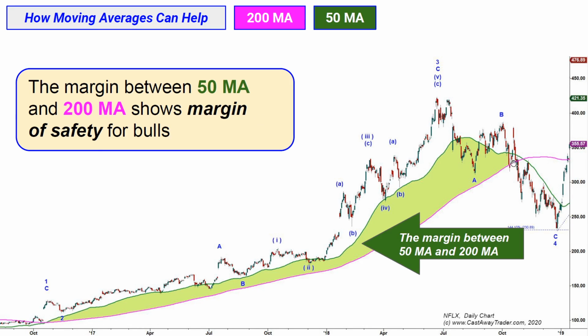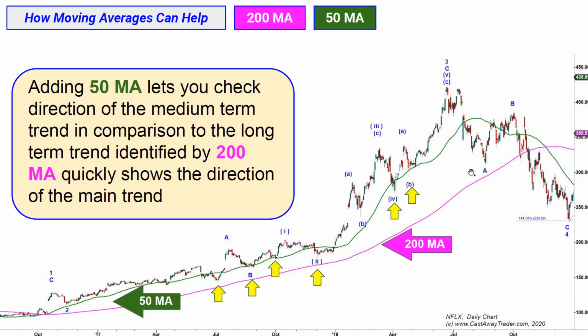And finally, you see bears violated 200-day moving average again. That was a huge bounce. Even if you bought here, you would have been able to sell it with profit at that spike, and only then bears managed to break under 200-day moving average. Adding 50-day moving average lets you check direction of the medium-term trend in comparison to the long-term trend, which is identified by 200-day moving average, and the relative position quickly shows the direction of the main trend.